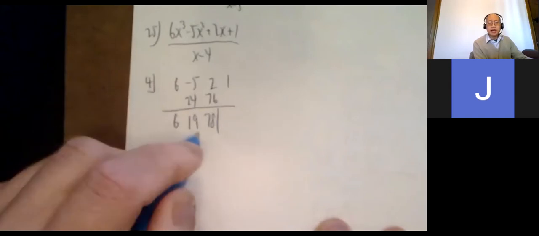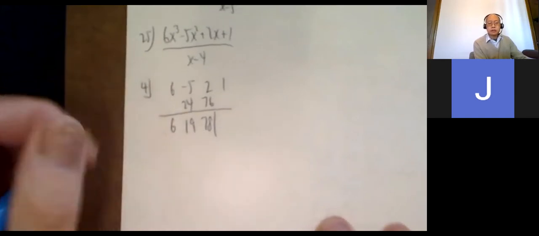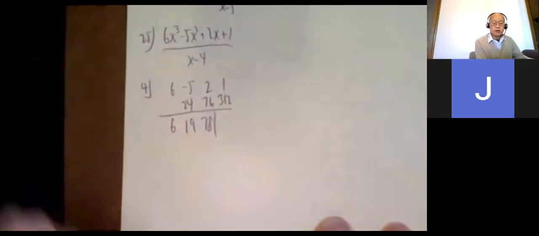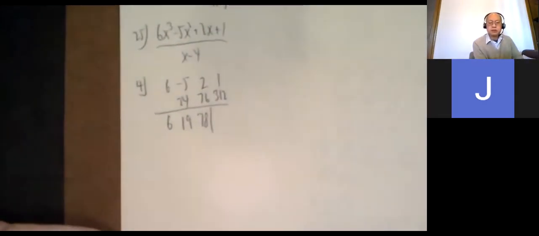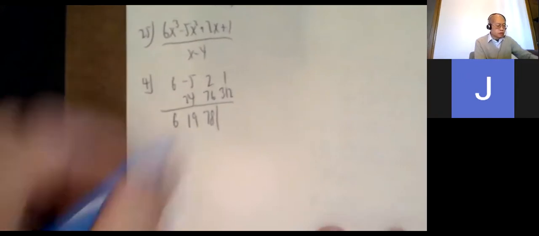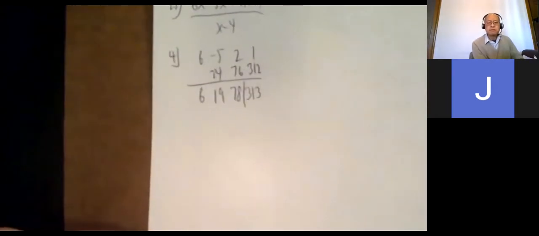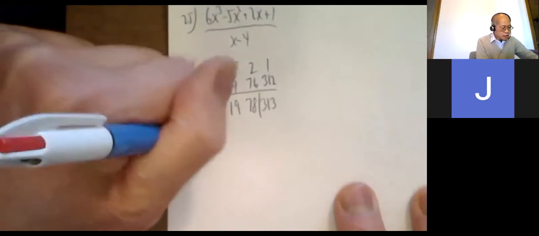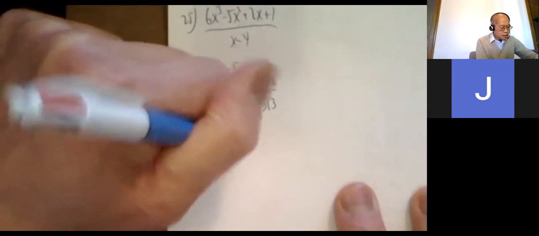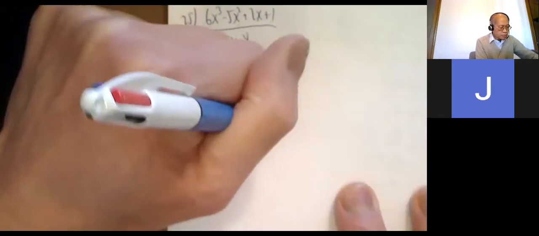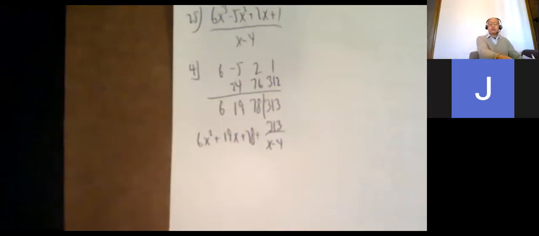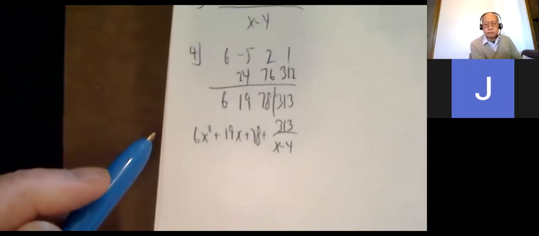Okay, multiply and add. Well, that's a little bit clumsy. So what is that? 312, I think. 8 times 4 is 32. 312. 313. Right. How do I read my answer? 6x squared plus 19x plus 78 plus 313 divided by x minus 4. But look at how much less writing there is.